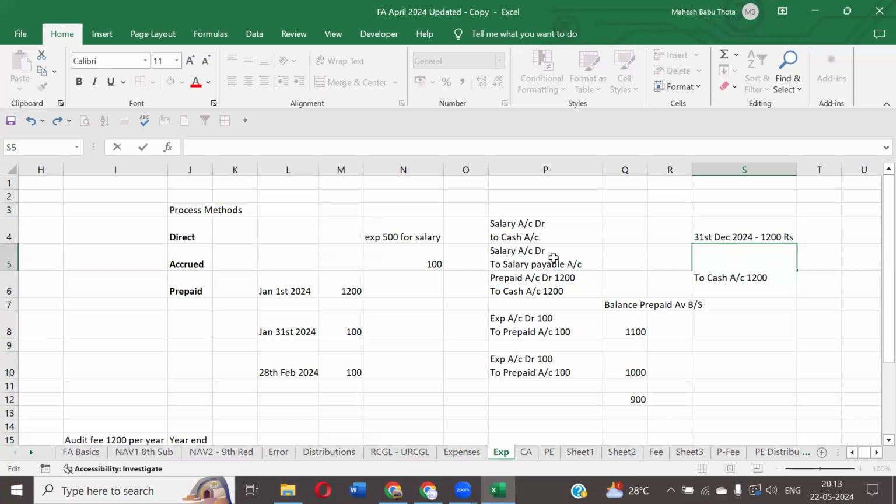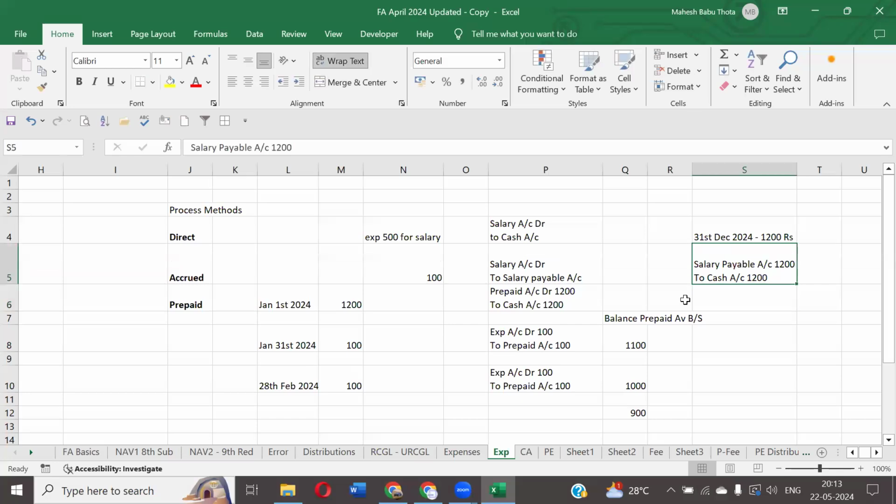Now I'm paying this entire liability, right? So I have to cancel this salary payable. So salary payable account debit, cash account credit, 1200 rupees to cash account. This is the journal entry. Now tell me, NAV impact in which case? In this case or this case? The accrual part or the settlement part? Where is the NAV impact?